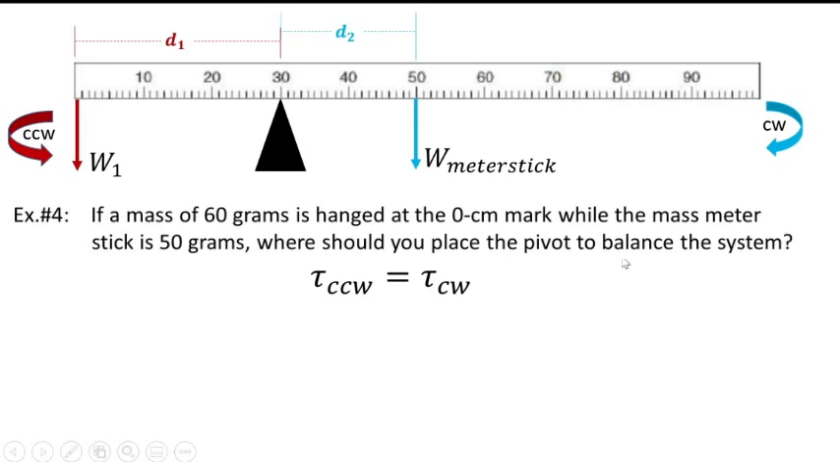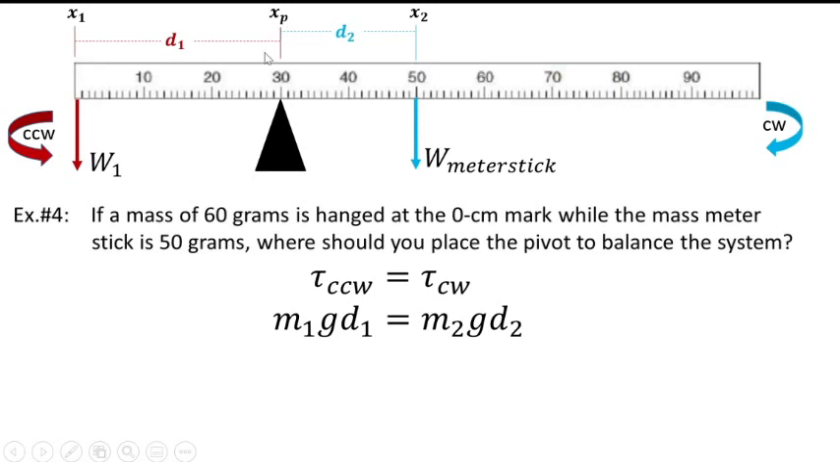Since the topic here is still rotational equilibrium, or the second condition of equilibrium, we will still use the same formula in which torque counterclockwise is equal to torque clockwise. That is M1 G D1 is equal to M2 G D2. But we don't know what D1 and D2 are. So let's go to the meter stick and mark it. We will call X1 the position of weight 1, X2 the position of weight 2, and XP the position of our pivot.